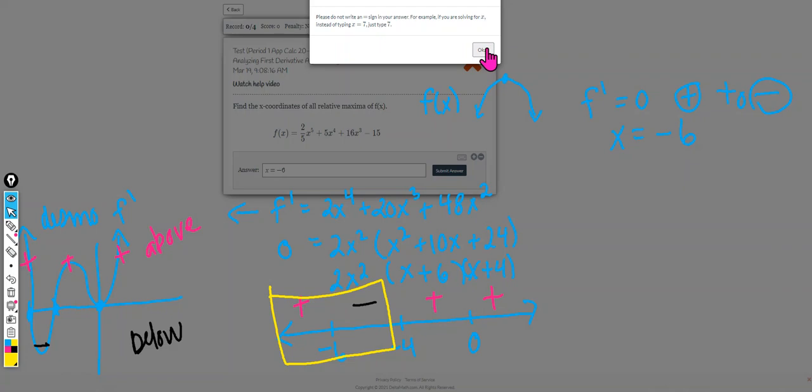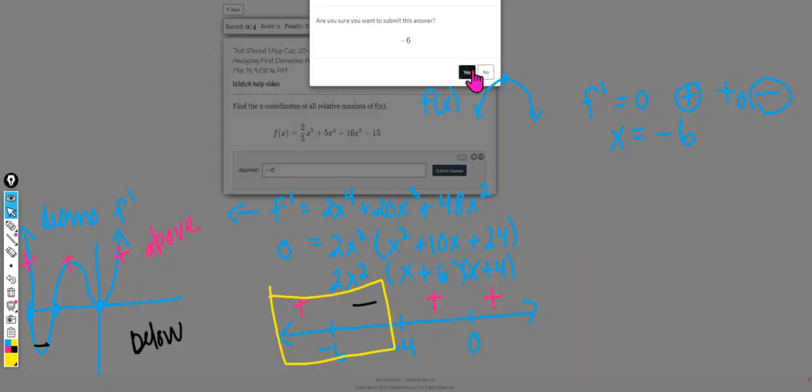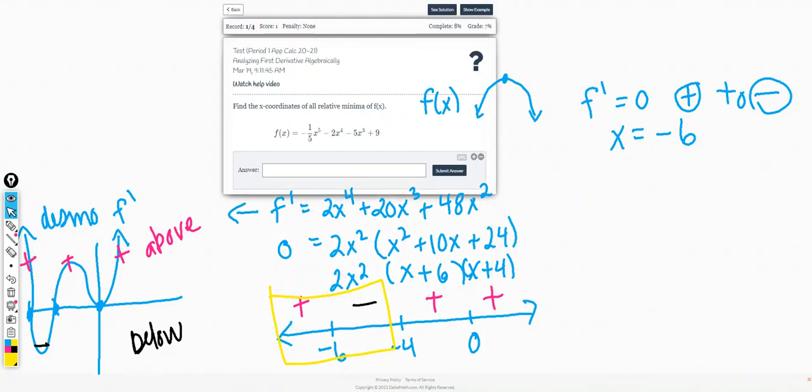Oh, I guess it just wants me to write down the, okay. Yay! Okay, so let's do another one.